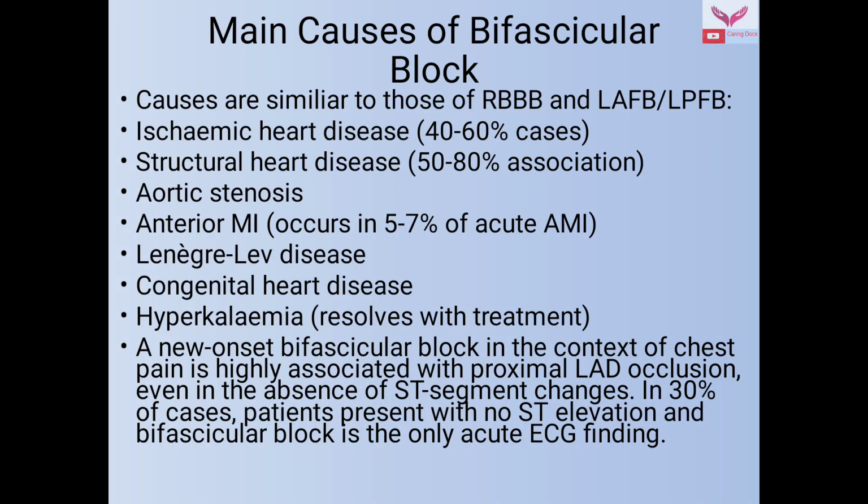The main causes of bifascicular block are similar to those of right bundle branch block and left anterior fascicular or left posterior fascicular block, and the causes are ischemic heart disease in 40 to 60% of the cases, structural heart disease in 50 to 80%, aortic stenosis, anterior MI, Lenègre-Lev disease, congenital heart disease, hyperkalemia. A new onset bifascicular block in the context of chest pain is highly associated with proximal LAD occlusion, even in the absence of ST segment changes. In 30% of the cases, patients present with no ST elevation and bifascicular block is the only acute ECG finding.